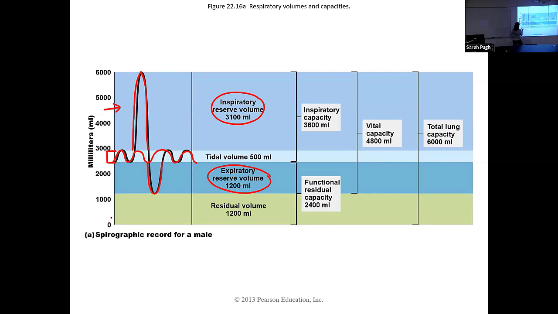And then residual volume, you can see that that line is not moving down into this green residual volume. This is not exchangeable air. It's what's left in your airway after you've blown out as much as you think you can blow out. There's still some left, okay? And I like this graph because it also shows you the combinations here. So it shows you vital capacity. That's all of the exchangeable air. And it shows total lung capacity, which is everything. So this is a good visual.